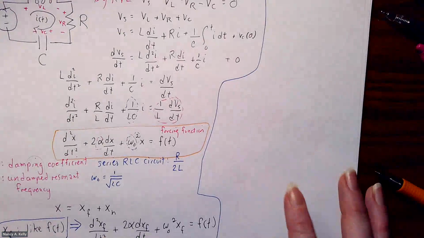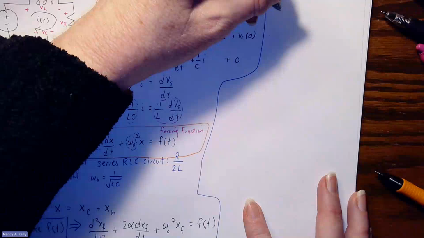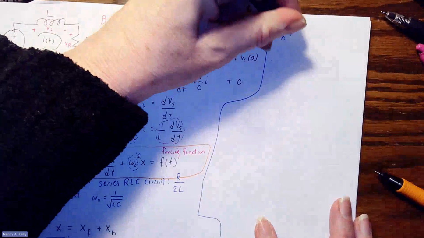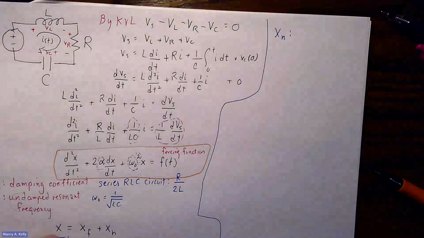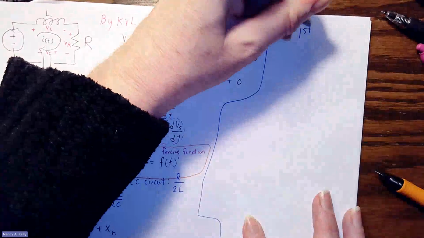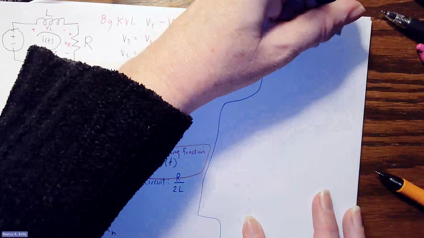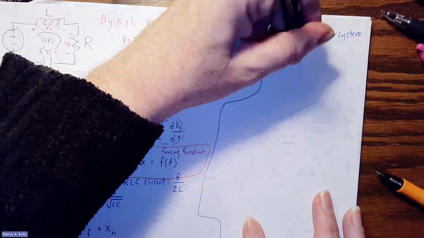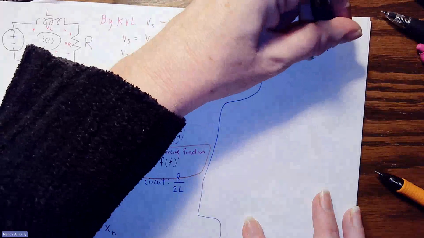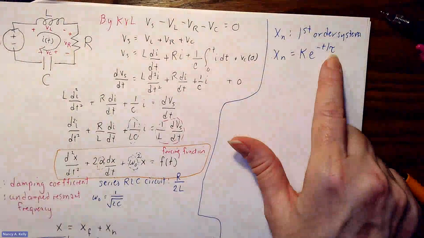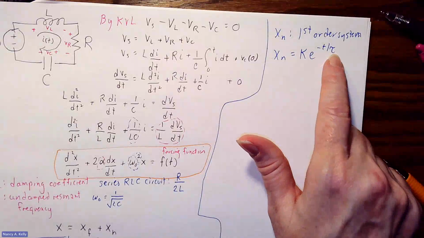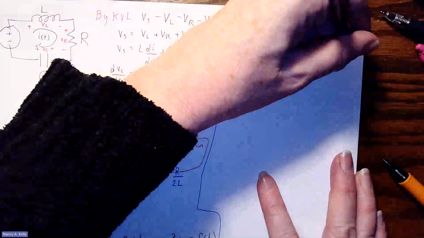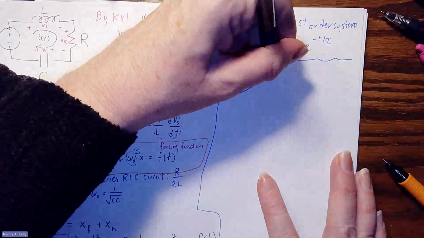All right. So in finding the natural part of the solution, I'll start up here. Okay, x natural. When we had a first order system, we found that x natural had to equal some constant e to the minus t over tau. Okay, and then what tau was, it could be either R times C, or it could be L over R, right? It depended on what kind of circuit we had. Now, when we have a second order system, the situation is more complex.